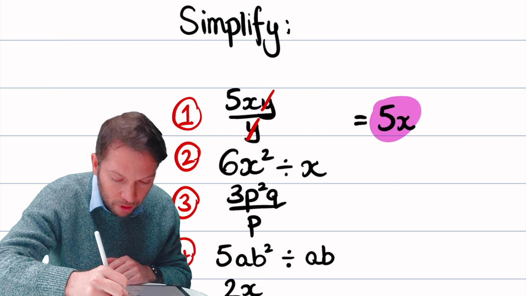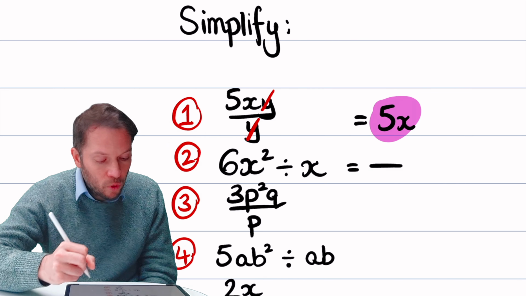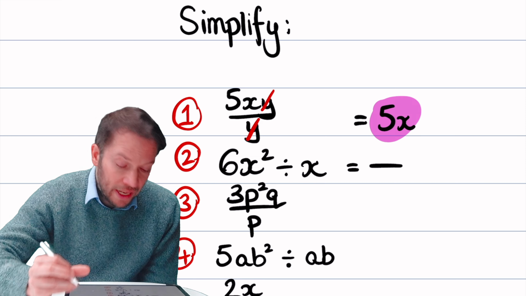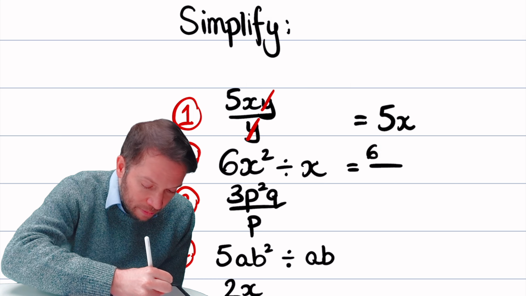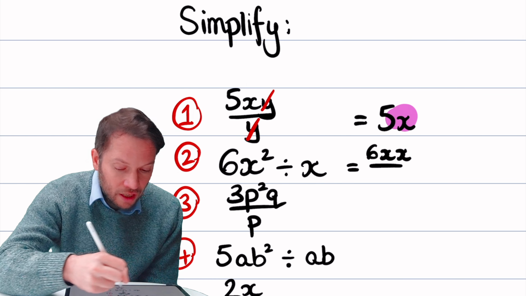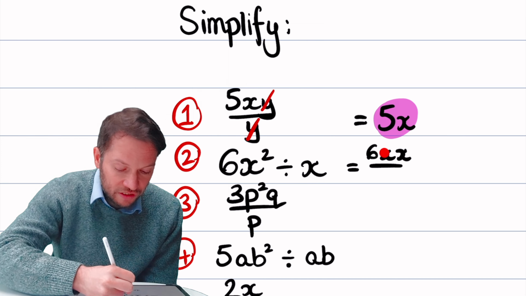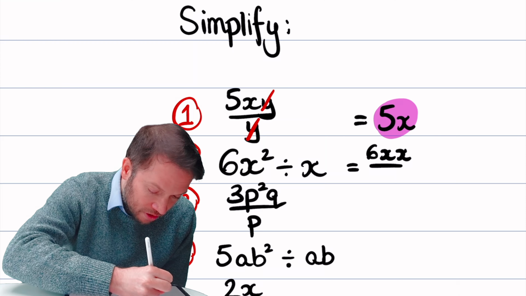What about the second one? Now, let's write this as a fraction. It might be easy to see what's going on. Now, what does 6x squared actually mean? Well, it means 6 times x times another x. Remember that xx just means x times x, which is the same as x squared. And then we're dividing it by x. I'm going to put the x at the bottom.